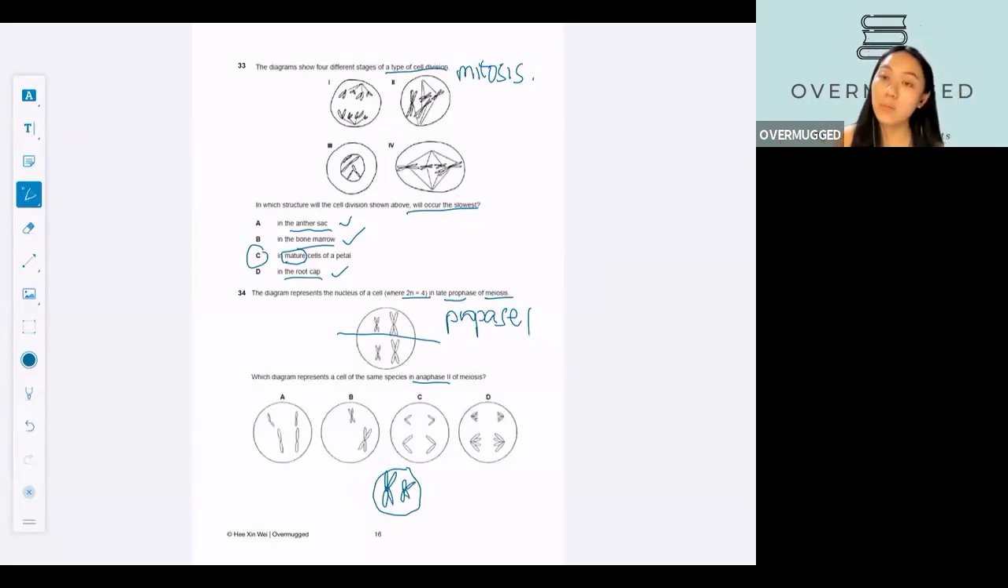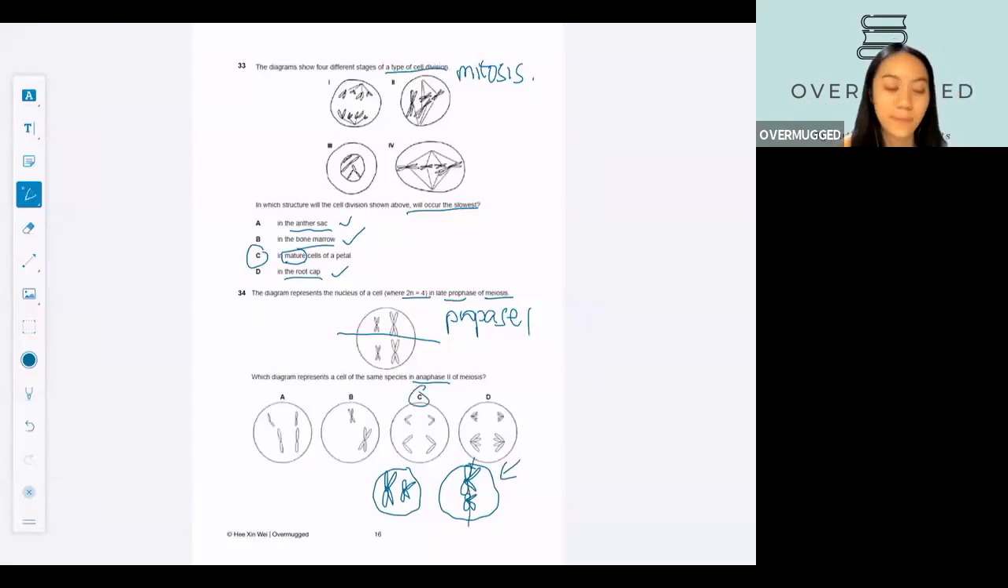Okay, then after that, how would it split? It will split like that. This is a more accurate one. Okay, so this cell is the end of meiosis one. And then at the end of meiosis two, at the end of the phase, when it splits up, it will split like this. So it will be C.